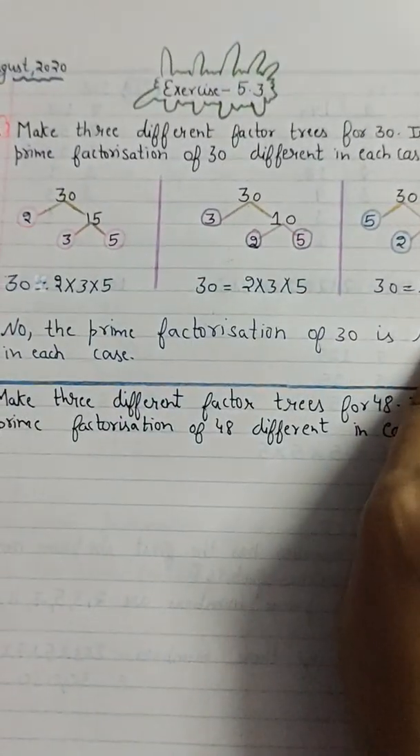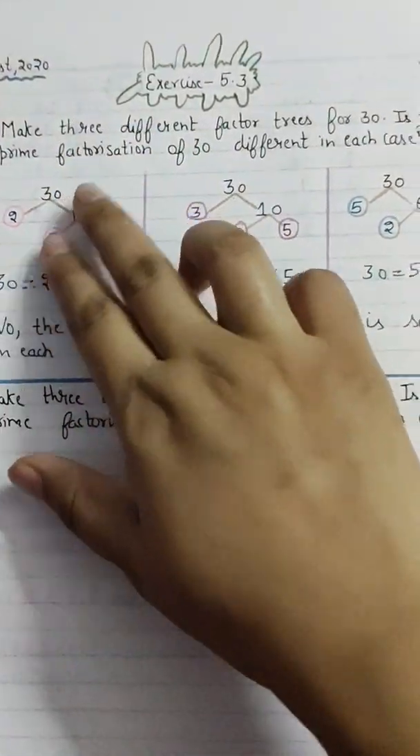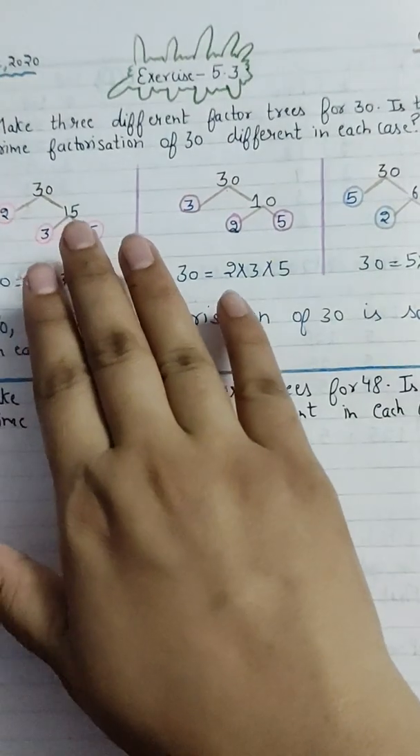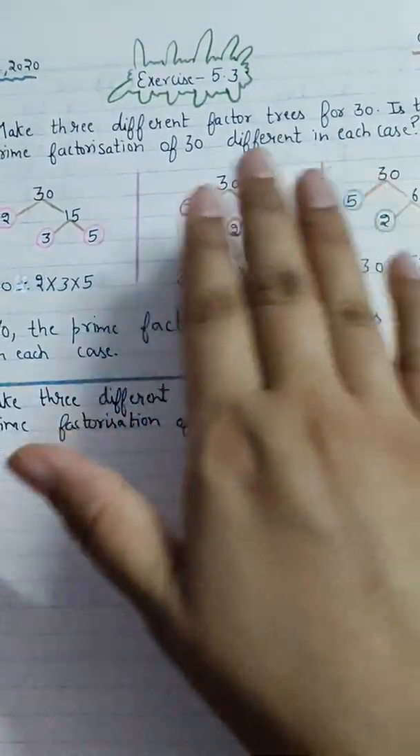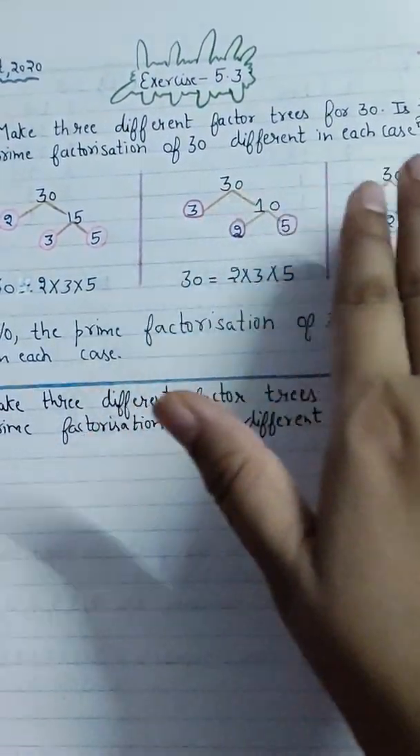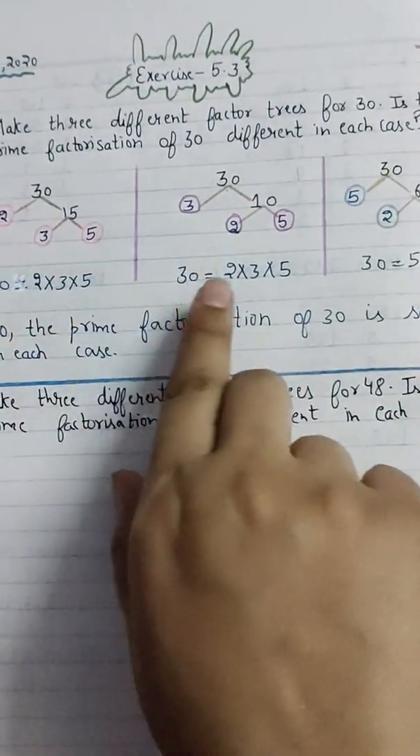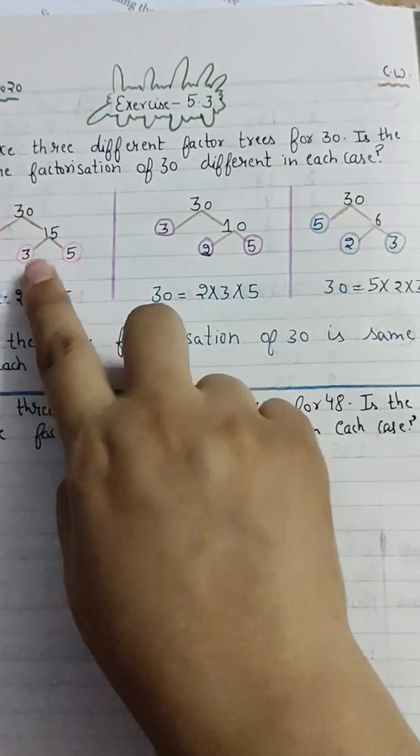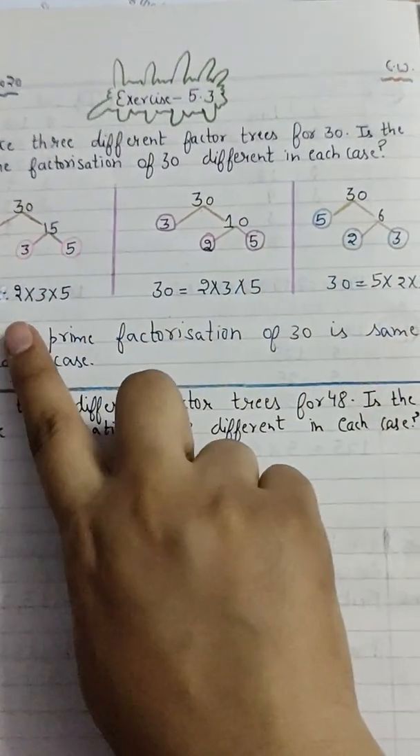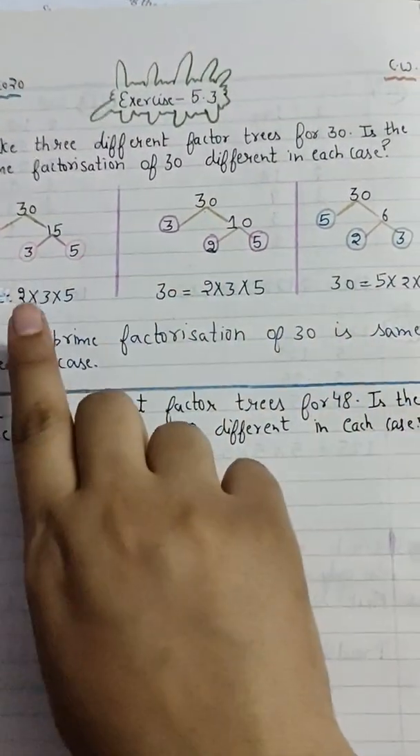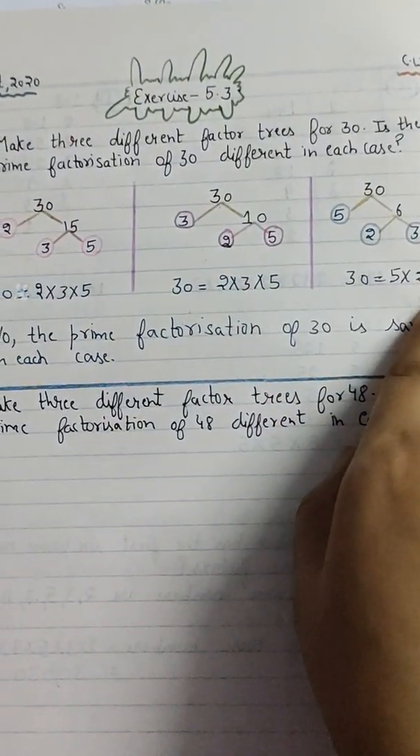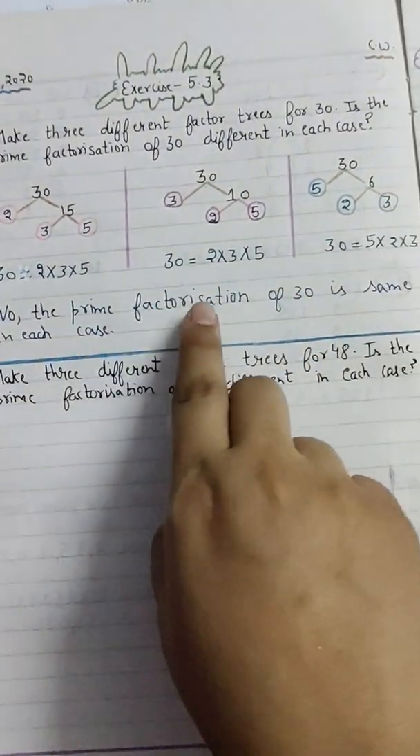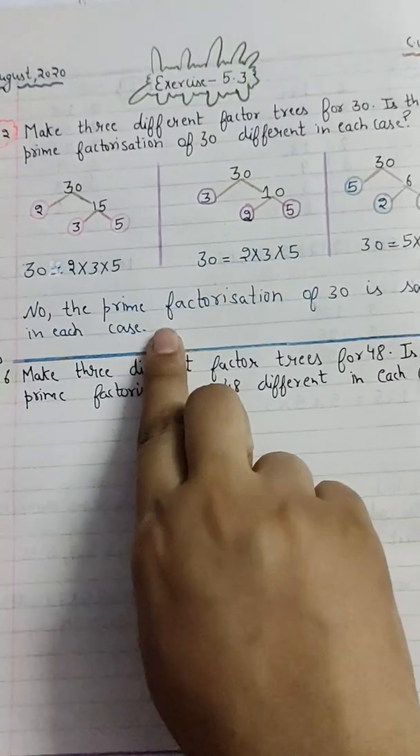All 3 are the same. So the question was asking whether, after using different tree methods, the prime factorization is the same or different. As you can see here, every time we are getting the same prime factorization, so it means that whatever way you use to find the prime factorization, you will get the same prime factorization of the number. So the prime factorization of 30 is the same in each case.